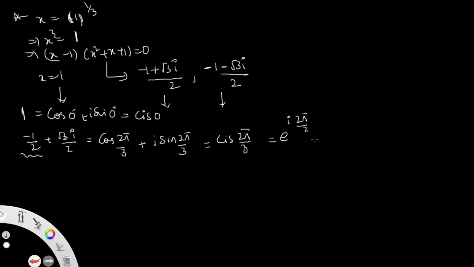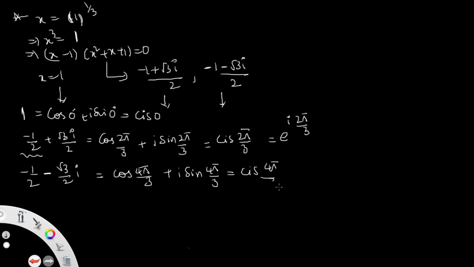that is e power i into 2 pi by 3. In the same way, the third root is omega square, minus 1 by 2 into minus root 3 by 2 into i. Both are negative, so we change it to cos of 4 pi by 3 plus i sin 4 pi by 3. In the cis form, that is cis of 4 pi by 3. In the Euler form, it is e to the power of i into 4 pi by 3. So we can now change this into the Argand plane.